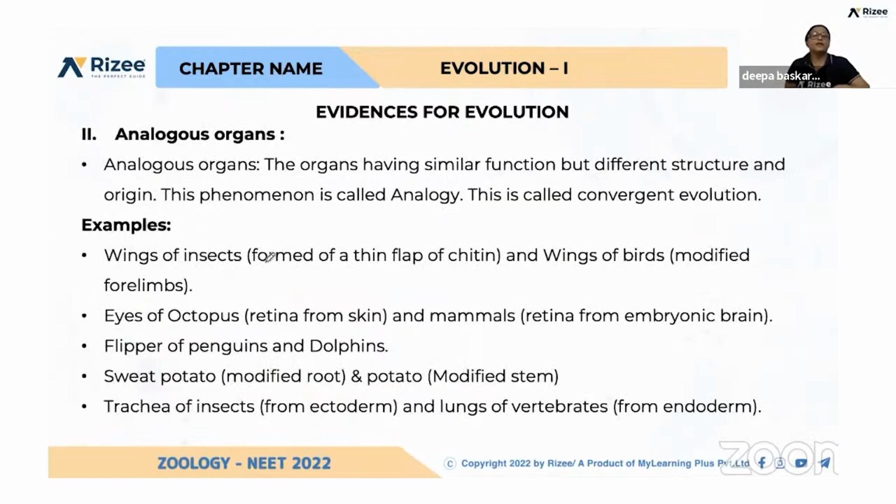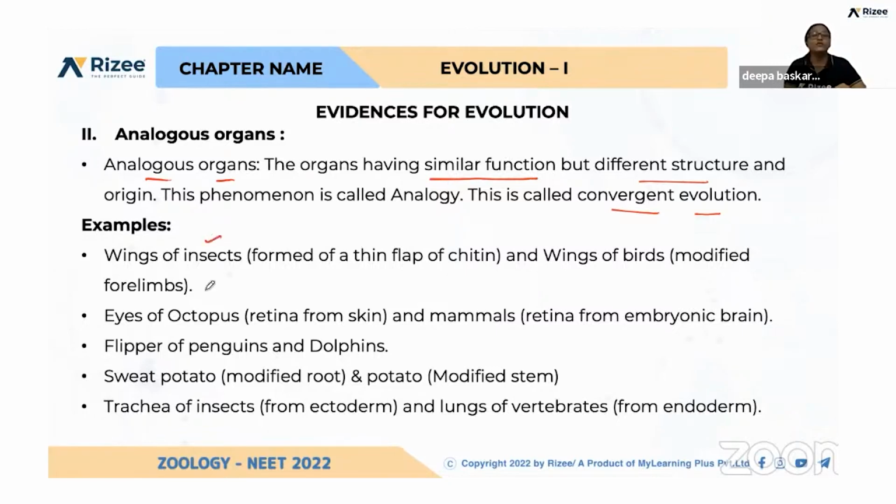And again, next is analogous. Analogous organs are organs having similar function but different structure, exactly opposite to homology. This is called convergent evolution. Different structures, but similar functions. These different structures have evolved from different species, but they are doing the same function. This is called analogous and convergent evolution.